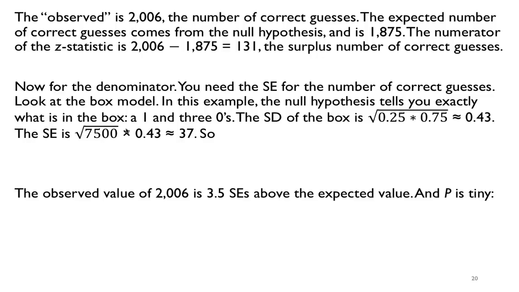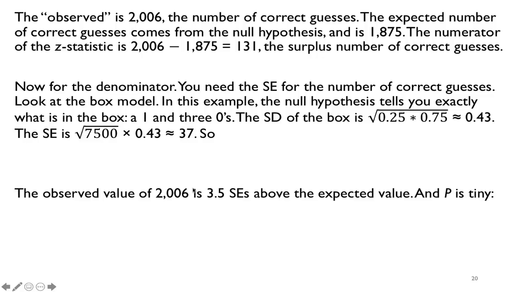Because we have a box model, we have an assumption about the box. Because the box model is 1 ticket of 1 and 3 tickets of 0, we can find the SD of the box using that shortcut formula. And we get that the SD of the box is 0.43. Remember, big minus small, times the square root of fraction of big times fraction of small. And so the formula for the SE is the square root of the number of draws, root of 7500, times the SD of the box. So the SE is 37. That's the standard error for the number of correct guesses.